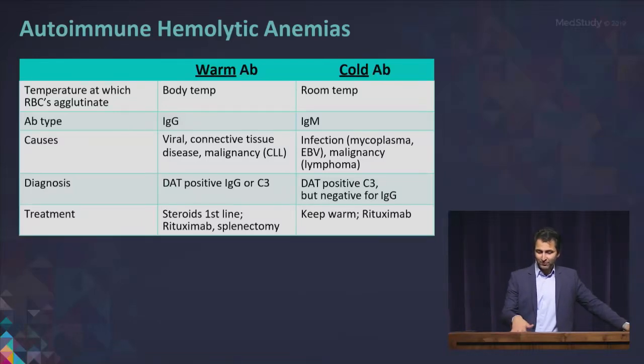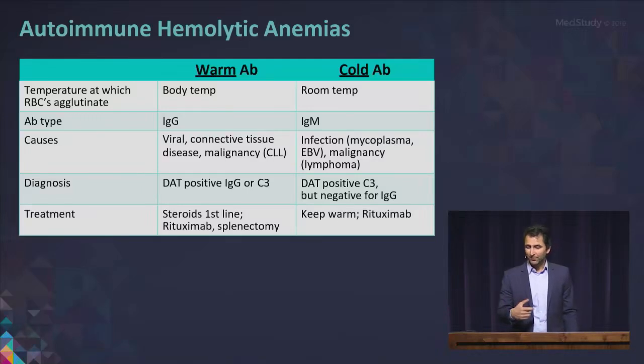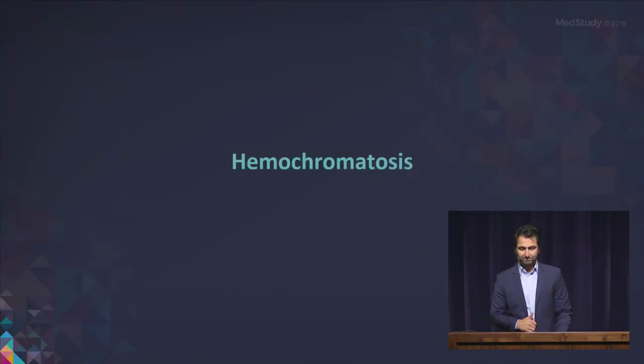You're going to have a positive Coombs in both, although slight variations on how they look. For warm antibody, they respond well to steroids. With cold, they don't. And so with cold antibody, we just kind of try to keep the patient warm. Warm them up, they'll stop hemolyzing. And in refractory cases, we can use Rituxan. So differentiating the two types of autoimmune hemolysis, if you know this, you know a lot.